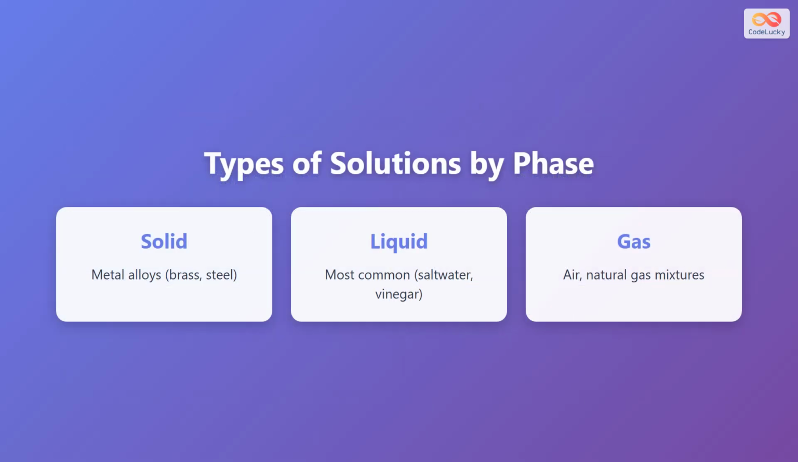Solutions can exist in three different phases. Solid solutions include metal alloys like brass and steel, where one metal is dissolved in another. Liquid solutions are the most common type we encounter, such as salt water and vinegar. Gas solutions include air, which is a mixture of oxygen and other gases dissolved in nitrogen, as well as natural gas mixtures. The fact that solutions can exist in all three states of matter shows how versatile this type of mixture really is.